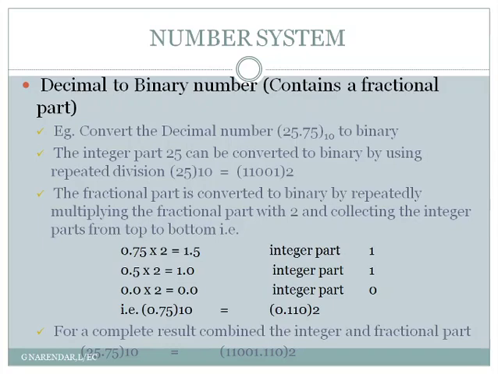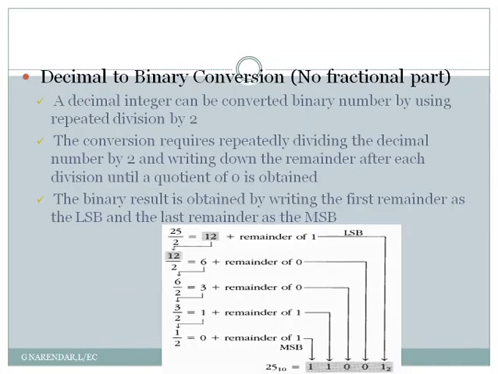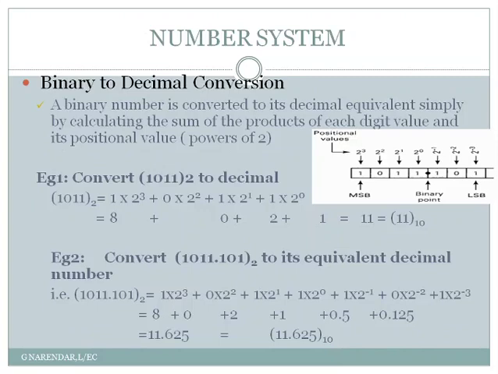And this concludes the conversion of a given binary number to a decimal number. Very easy procedure where you take each digit of a binary number and multiply it with the corresponding position value, and you get a number of products, and sum all those products to get the equivalent decimal number.